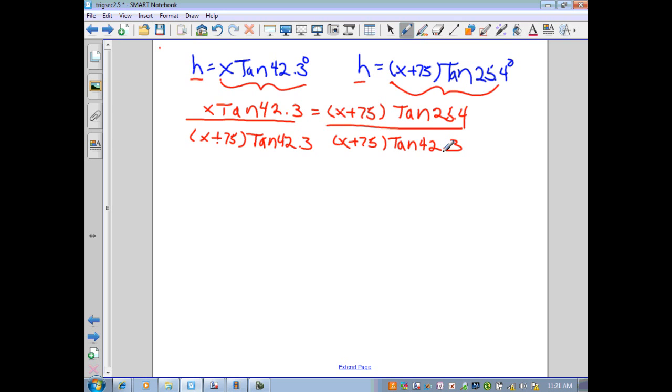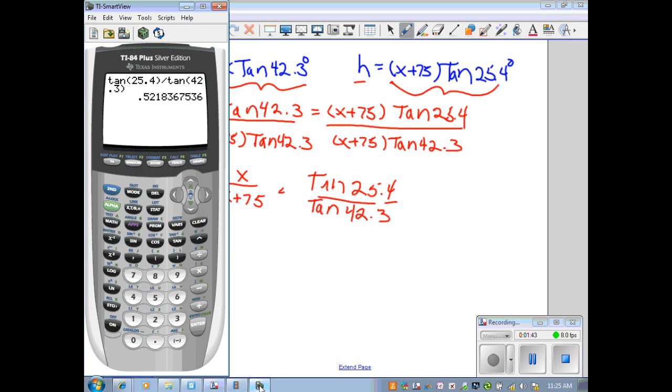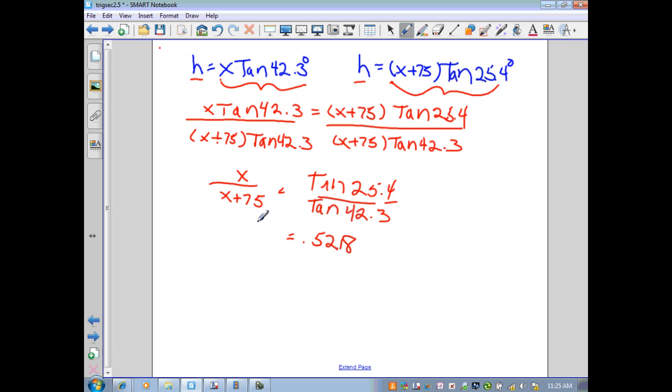When that happens, I'm going to end up with the left side being X over X plus 75, and the right side of my equation being tan of 25.4 over tan of 42.3. Now what I can do is substitute this expression into a calculator. I've already substituted into the calculator, and I'm going to get 0.5218. And we can set our expression equal to that.